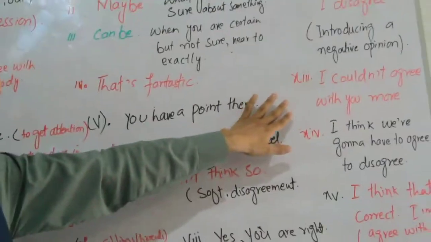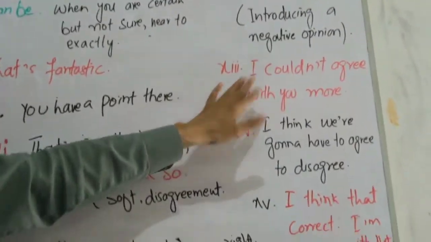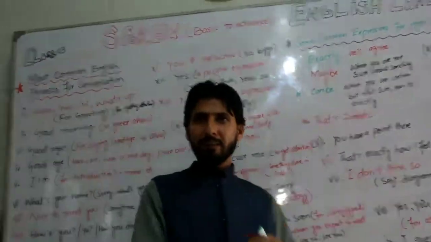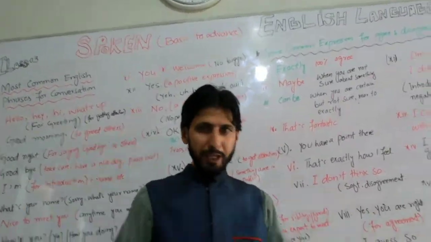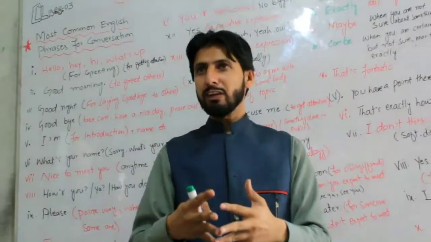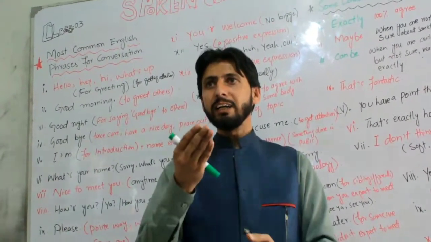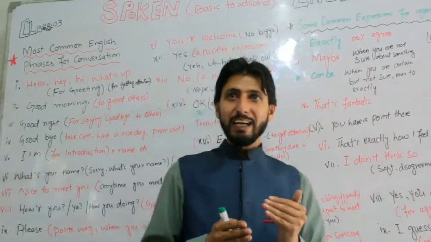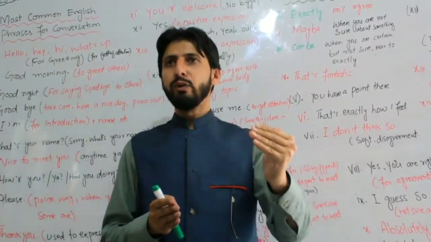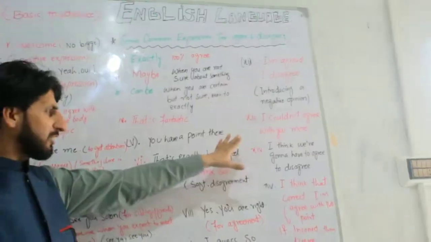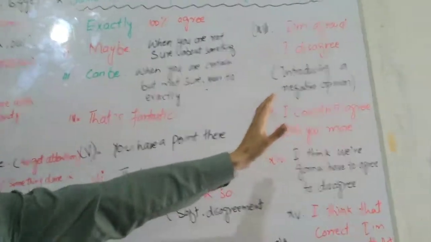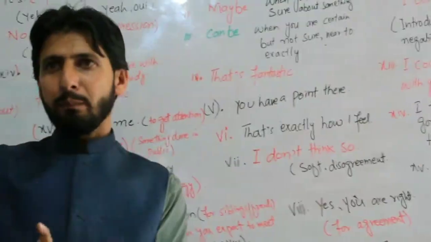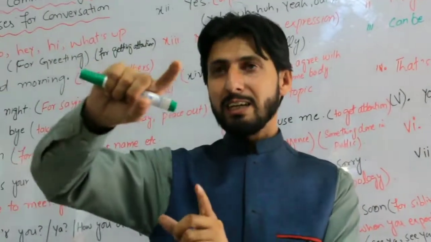Now coming to next point, I couldn't agree with you more. It is also a way for discussion, in a group talk, in a conversation. You do not agree with a person on a specific point, and when you are endorsing your own point of view, you can say, "I couldn't agree with you more," because according to my point of view, this is the best way, this is the best thing. You can say it as.